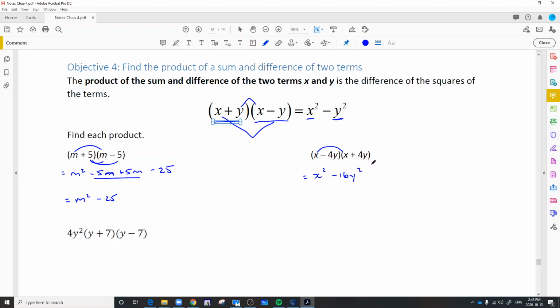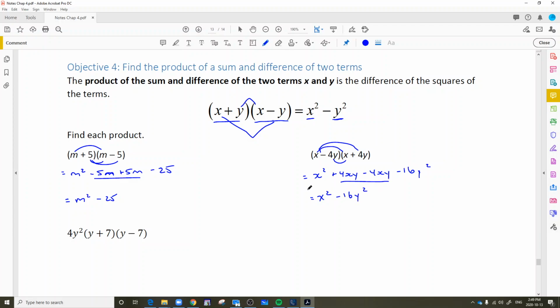So that's only if you're multiplying two binomials together with opposite signs. If you don't think that you're going to notice that, don't start trying to do that every once in a while. Instead, just do all the work. Go x times x is x squared. X times 4y is 4xy. Negative 4y times x is negative 4xy, again writing in alphabetical order. And negative 4 times negative 4 is negative 16, and y times y is y squared. And again, the middle terms go away, and you're left with x squared minus 16y squared.